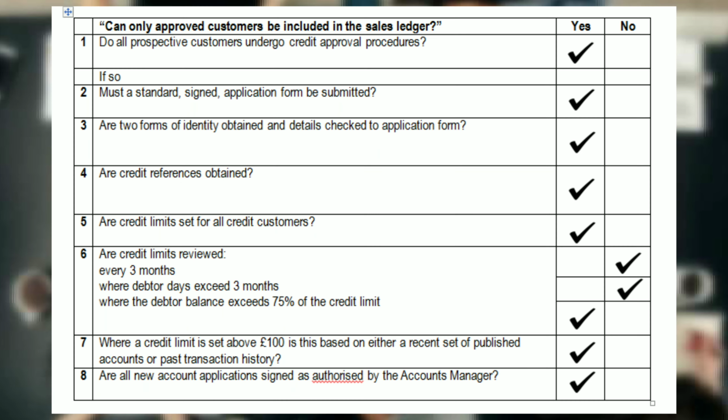The first set of questions boils down to the concept asking, can only approved customers be included in the sales ledger? We take a no answer only to the concept concluding that credit limits are reviewed every 3 months or where the debtor days exceed 3 months.